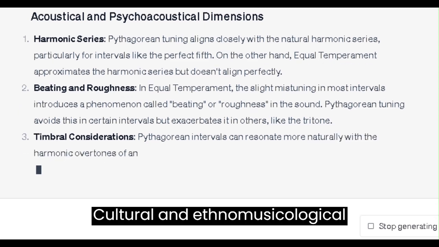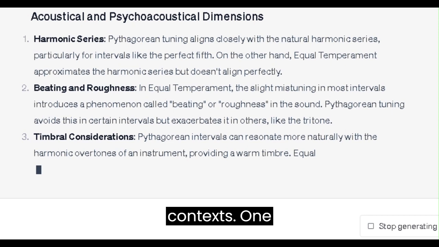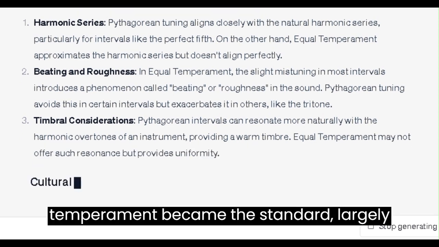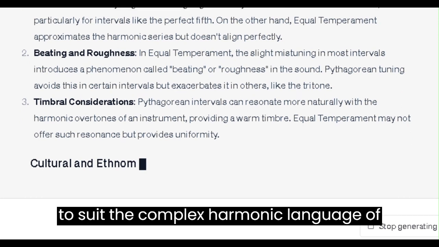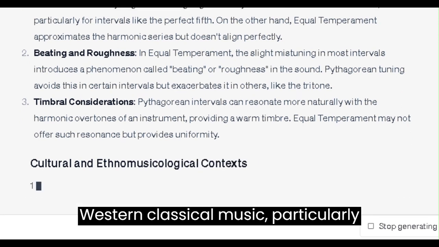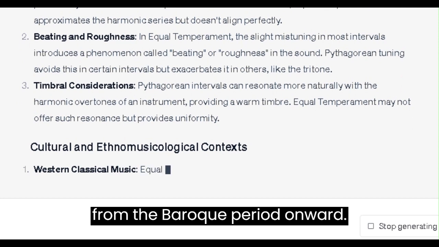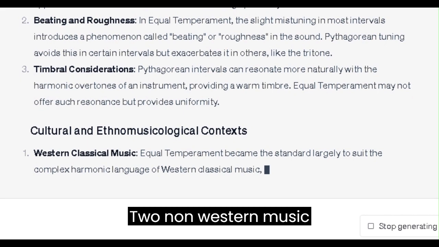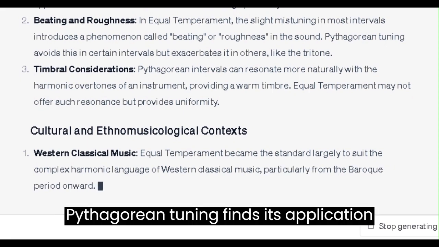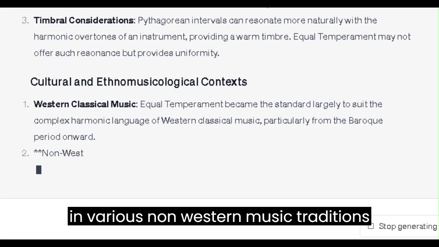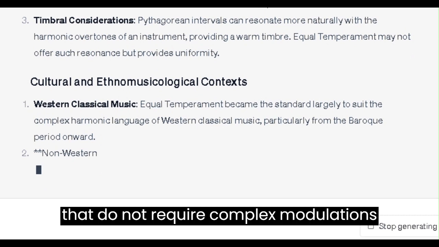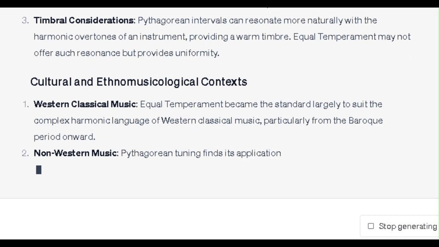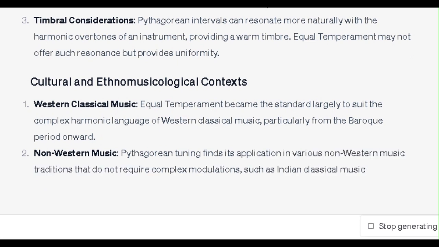Cultural and ethnomusicological contexts. 1. Western classical music. Equal temperament became the standard largely to suit the complex harmonic language of Western classical music, particularly from the Baroque period onward. 2. Non-Western music. Pythagorean tuning finds its application in various non-Western music traditions that do not require complex modulations, such as Indian classical music.